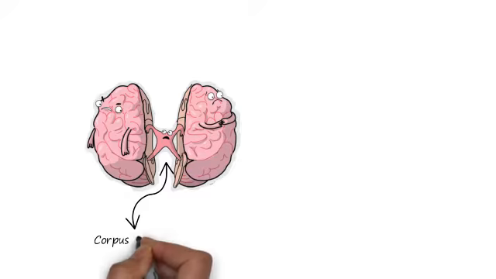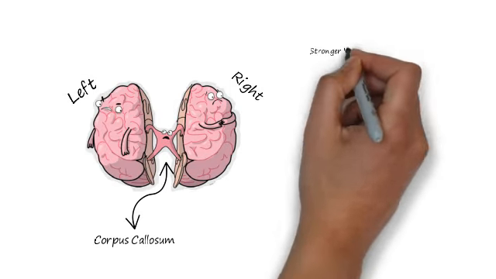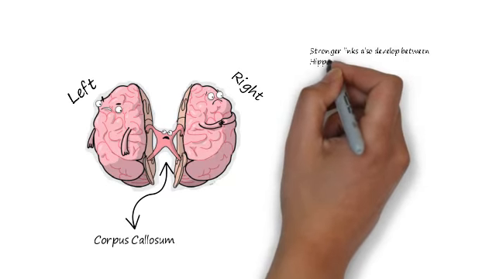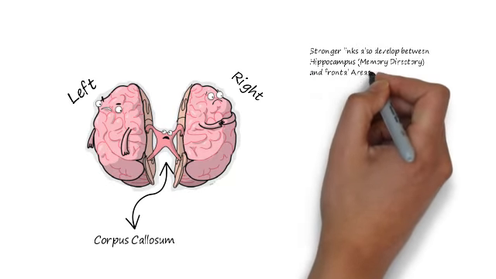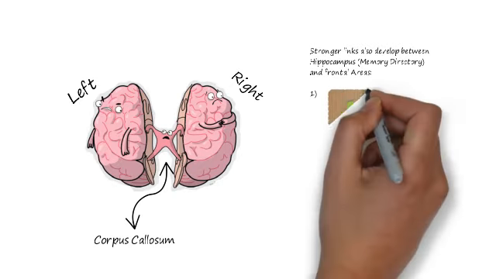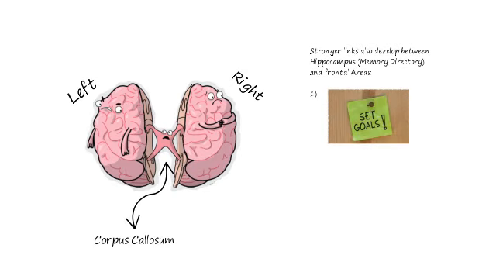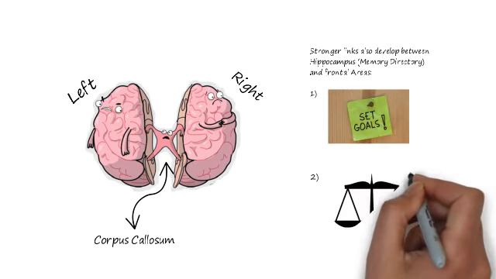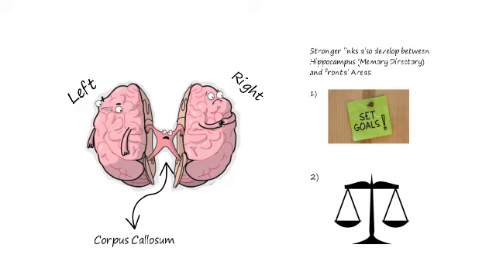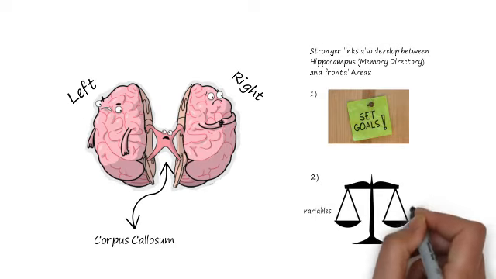The corpus callosum, which connects the brain's left and right hemispheres and carries traffic essential to many advanced brain functions, steadily thickens. Stronger links also develop between the hippocampus, a sort of memory directory, and the frontal areas that set goals and weigh different agendas. As a result, we get better at integrating memory and experience into our decisions.